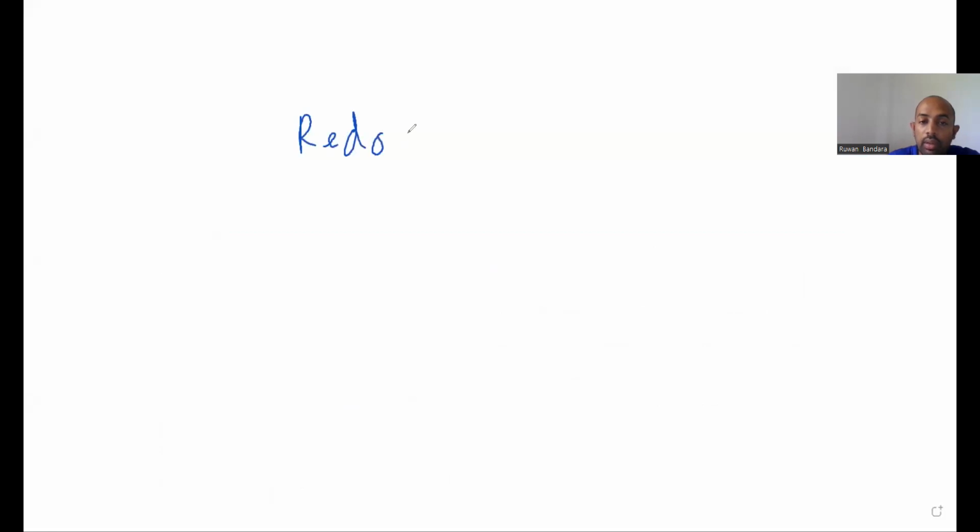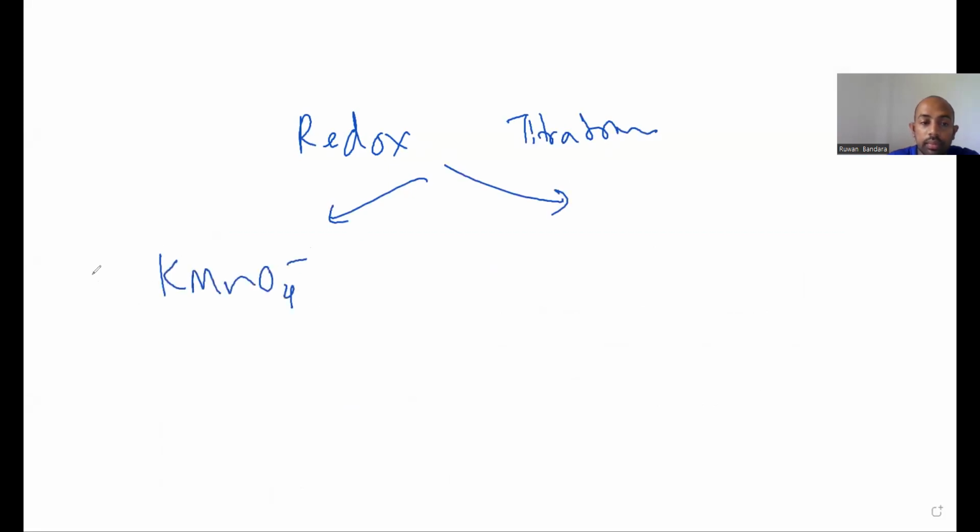Redox titrations. Two types we are going to learn: KMnO4, acidified potassium manganate, and the other one, iodine versus thiosulfate. You can remember this iodine thiosulfate was there in some papers, because it was in the previous syllabus in unit 1 and 2.